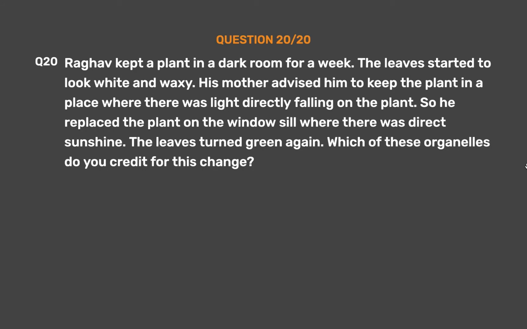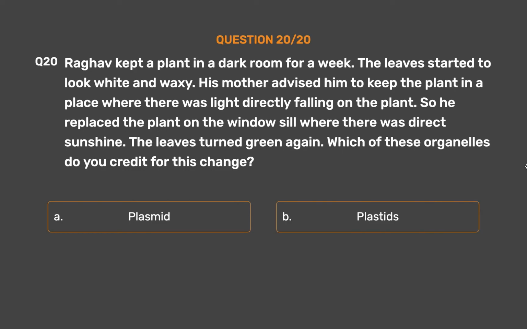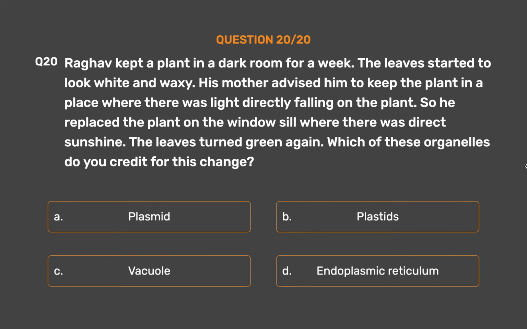Question number 20. Raghav kept a plant in a dark room for a week. The leaves started to look white and waxy. His mother advised him to keep the plant in a place where there was light directly falling on the plant. So he replaced the plant on the windowsill where there was direct sunshine. The leaves turned green again. Which of these organelles do you credit for this change? Option A, plasmid. Option B, plastids. Option C, vacuole. Option D, endoplasmic reticulum.